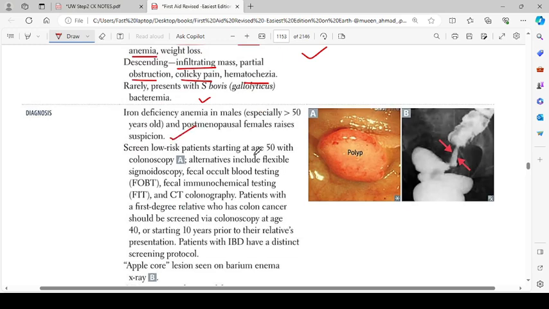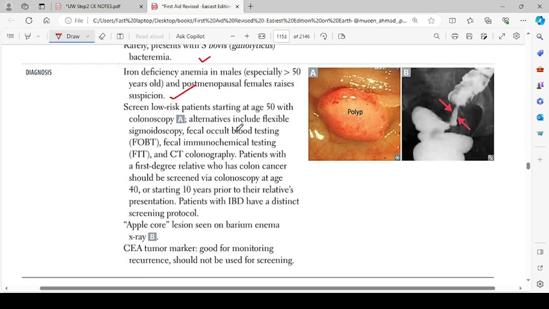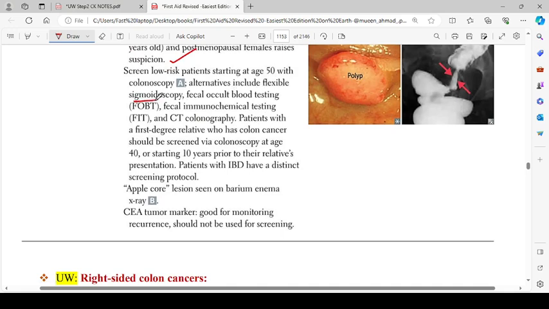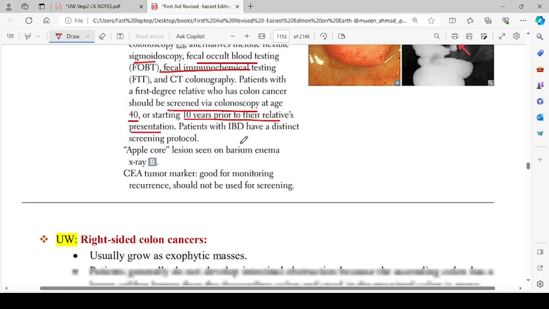Screen low risk patients starting at age 50 with colonoscopy. Alternatives include flexible sigmoidoscopy, fecal occult blood testing, fecal immunochemical testing FIT, and CT colonography. A patient with a first-degree relative who has colon cancer should be screened via colonoscopy at age 40 or starting 10 years prior to their relative's presentation. Patients with inflammatory bowel disease have a distinct screening protocol.